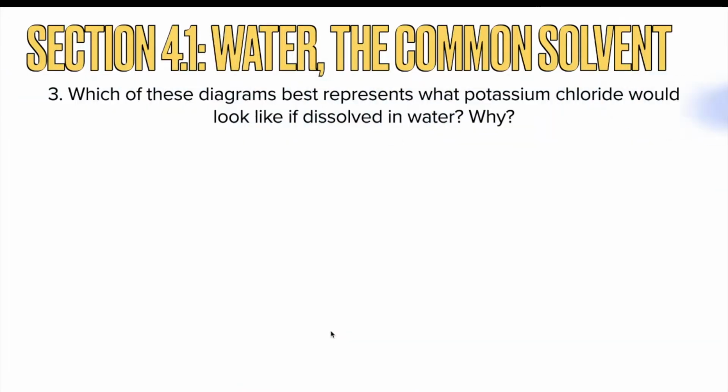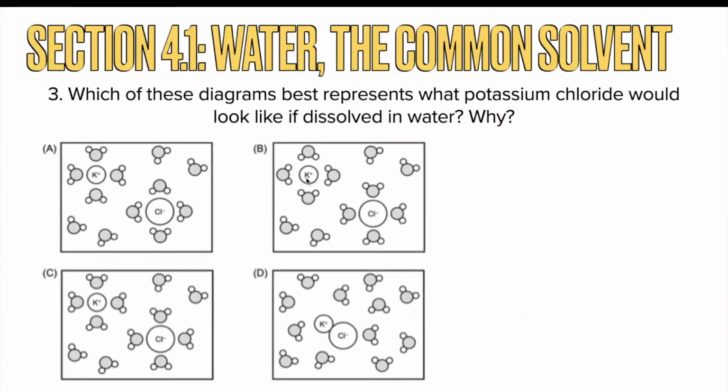Okay, let's go on to one last bit of this section. This applies what we just learned on the previous two slides. So I have A, B, C, and D. Which diagram do you think best represents potassium chloride when it's dissolved in water? So be very careful when you're looking at a particle diagram.